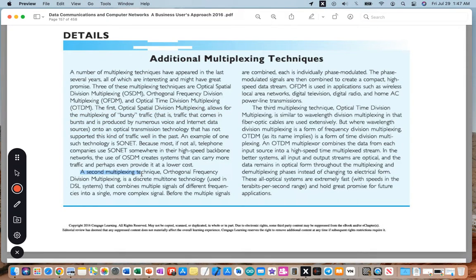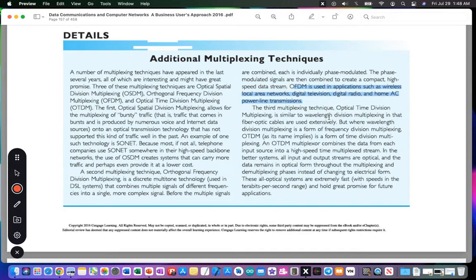The second multiplexing technique, OFDM, is a discrete multi-tone technology used in DSL systems that combines multiple signals of different frequencies into a single more complex signal. Before the multiplexed signals are combined, each is individually phase modulated. The phase modulated signals are then combined to create a compact high-speed data stream. OFDM is used in applications such as wireless local area networks, digital TV, digital radio, and home AC power line transmission. OFDM, orthogonal frequency division multiplexing.